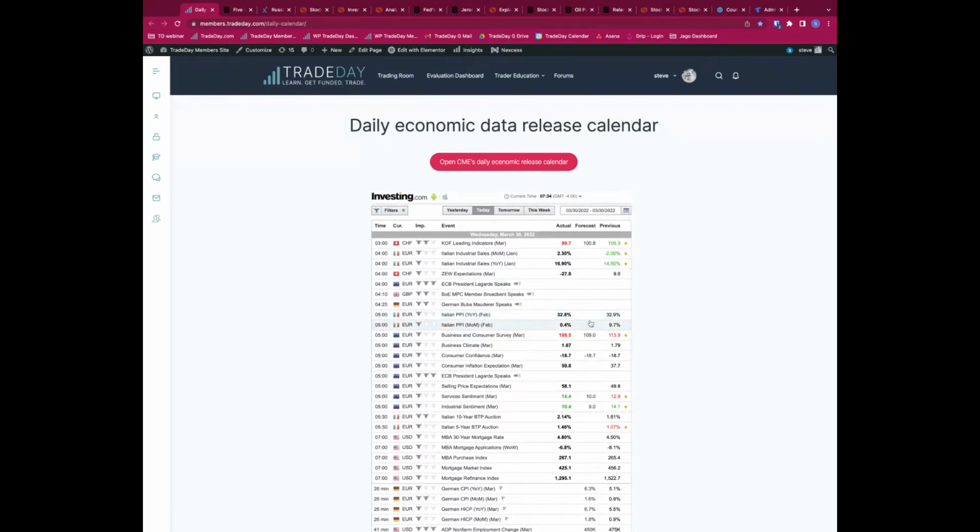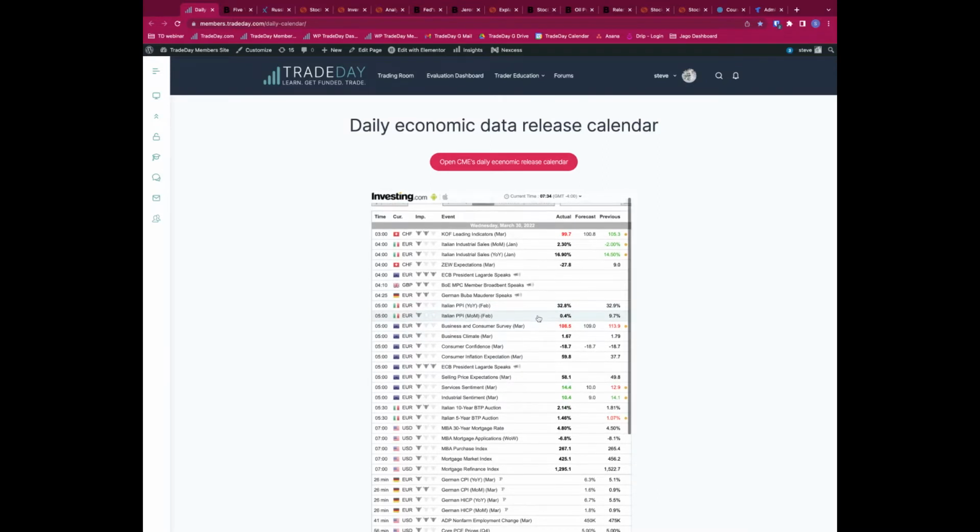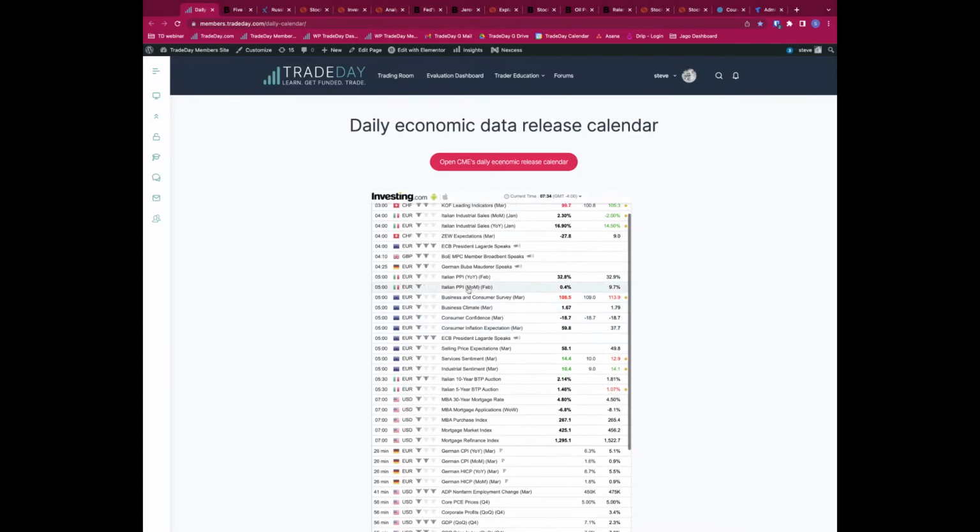Okay, so it's actually not showing us what the forecast was. But my understanding is this is running hot. PPI data year on year 32.8. That's massive, right? So this is running hot. But also we had the regional, and the regional German numbers are not on here.